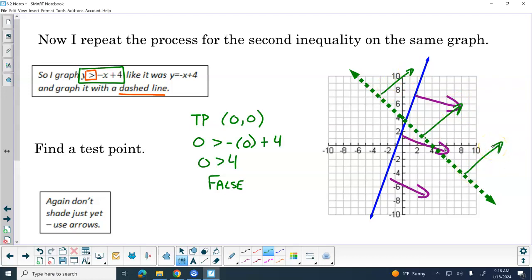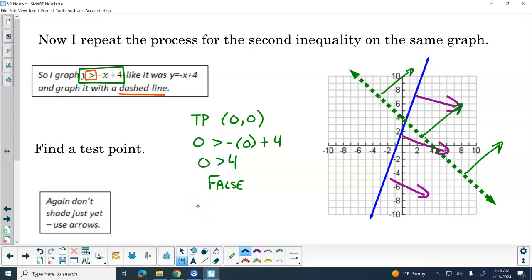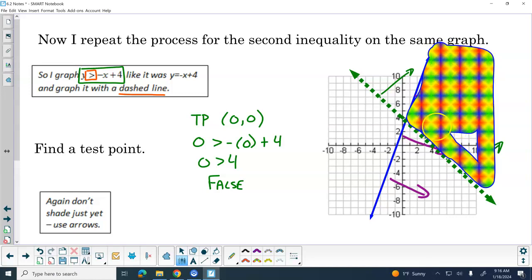Now, I would repeat that process if I had a third line or a fourth line. It might happen. You never know. I don't think I'd ever go anything more than 4. Now, the final shading area is where all of your arrows are going, where all of your truthiness lies, which would be over there. And that is your area. Any point that lands in that shaded area makes both of the inequalities true. So it makes the system of inequalities true.